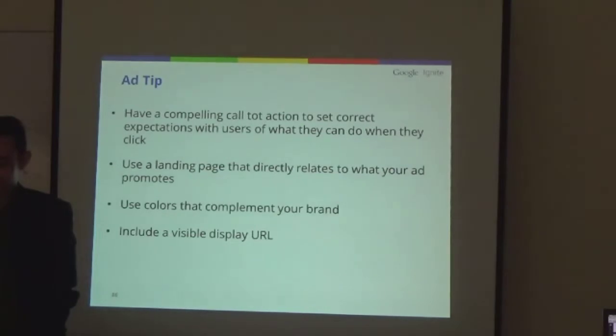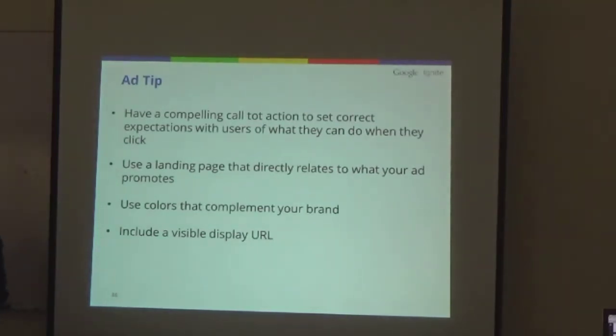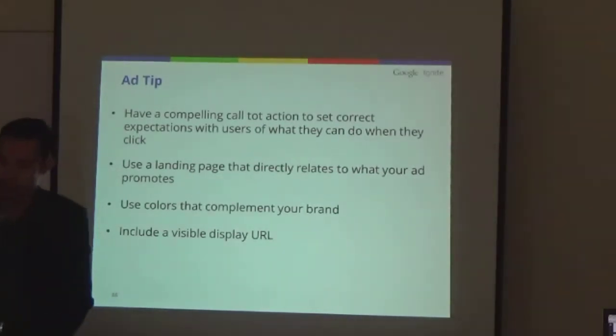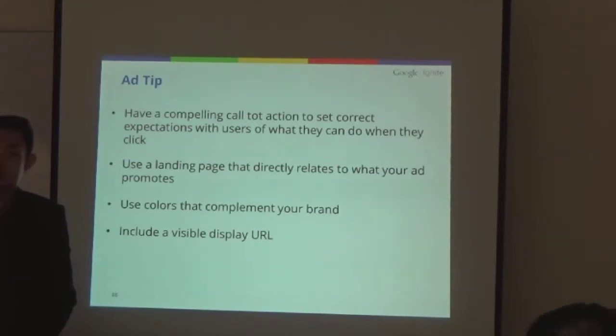Right, a couple of ad tips here. Number one is have a compelling call to action. That's a typo there. Call to action to set correct expectation with the user of what they can do when they click. So it tells them that when they click, if they were to receive a code from you, make sure that the landing page actually has the code, or they're able to see the kind of code that you promise on the display ad itself.